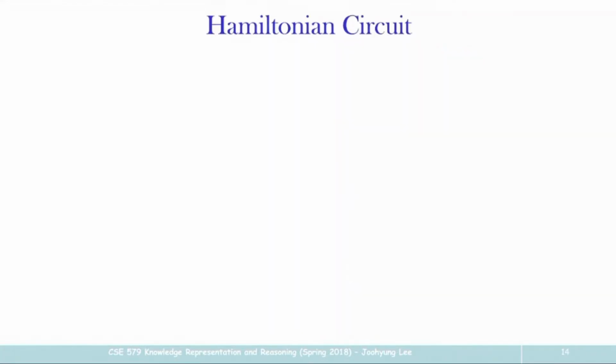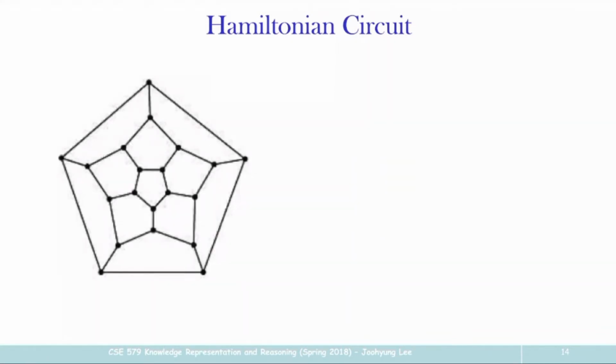Hamiltonian circuit. What is Hamiltonian circuit? You start from some node, then you cover all the nodes and return to the start. You have to go through all these vertices and come back to the original place, but also you shouldn't revisit the same vertex again. That's the Hamiltonian circuit. So what is the path here?